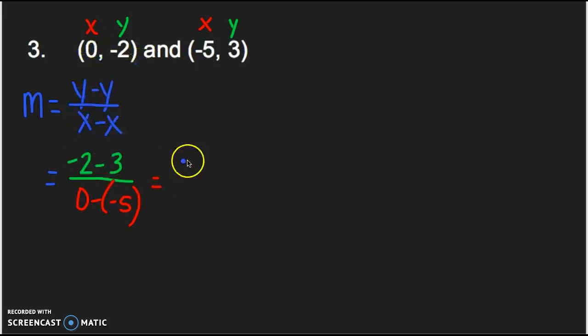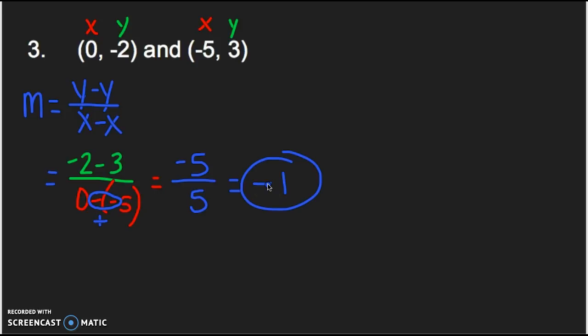-2 minus 3 is -5. And 0 minus a -5, there's that minus a negative again, so it becomes plus. 0 plus 5 is just 5. And then you can simplify this. A negative and a positive make a negative. 5 over 5 is 1. So just like the last one, we got a slope of -1.